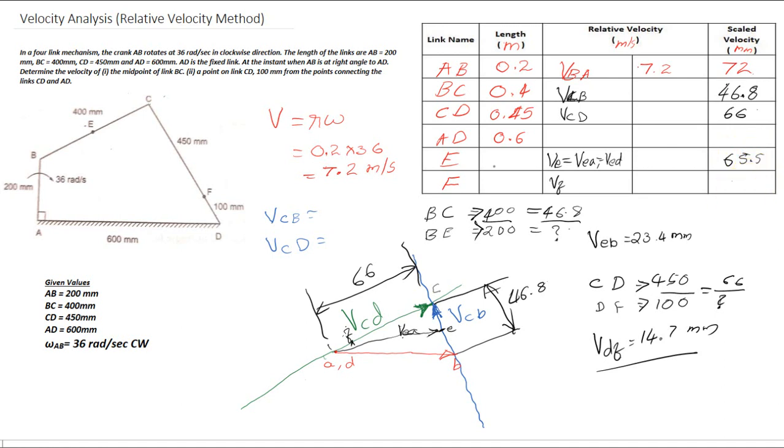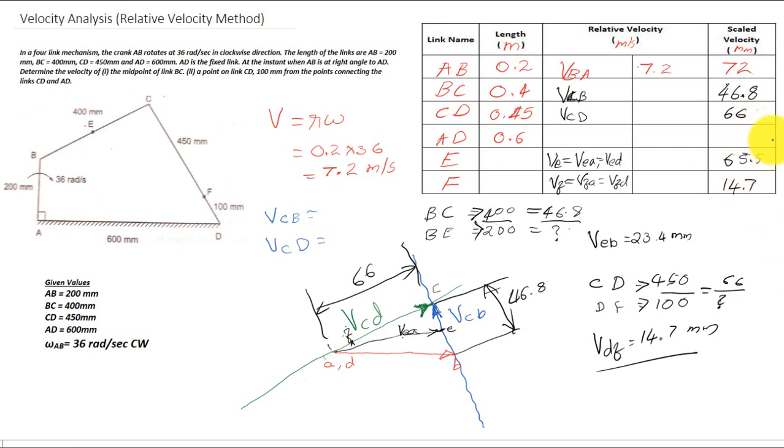Next we are going to find the velocity of point F. So VF will be equal to VFA, equal to VFD. It means that the absolute velocity of the point F will be equal to the relative velocity of F with respect to the grounded point A, which is equal to the velocity of F with respect to the grounded point D. Upon measuring this dimension, it will be the same, 14.7 mm.